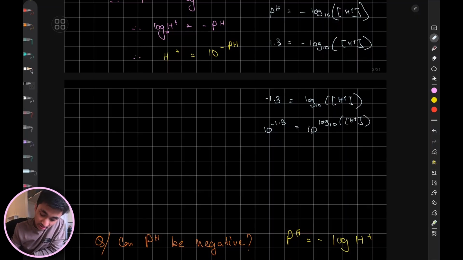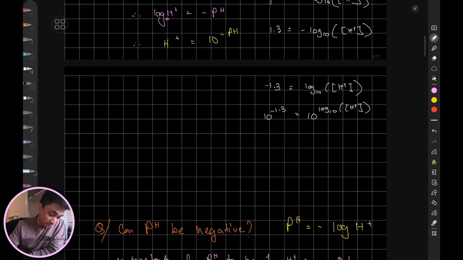And what it's going to do is 10 and log base 10 get cancelled. And you might come at me shouting, what on earth does that mean? Let me give you an example. If you have log base 10 of 100, what is the answer? What power of 10 gives you 100? 2. 10 to the power 2 gives you 100. So the answer of log base 10 of 100 is 2.